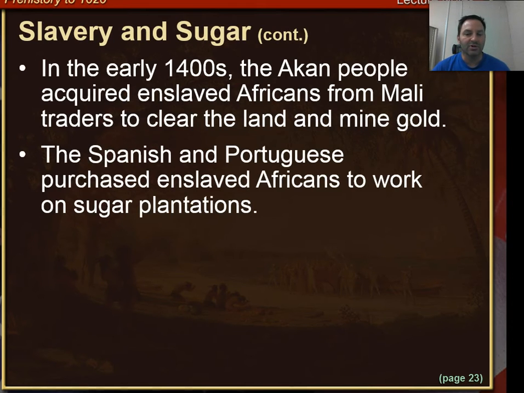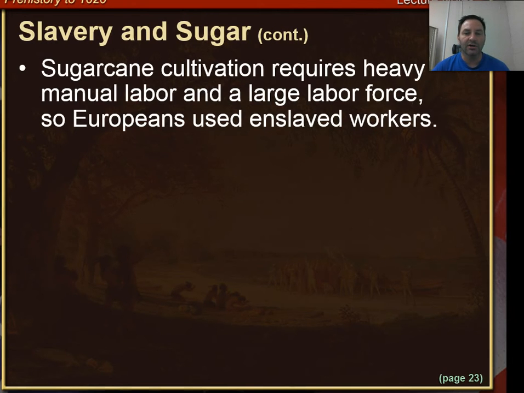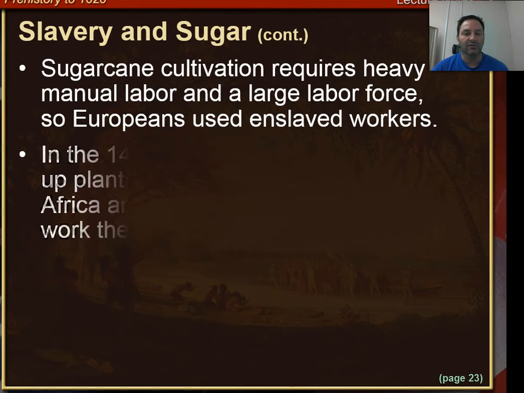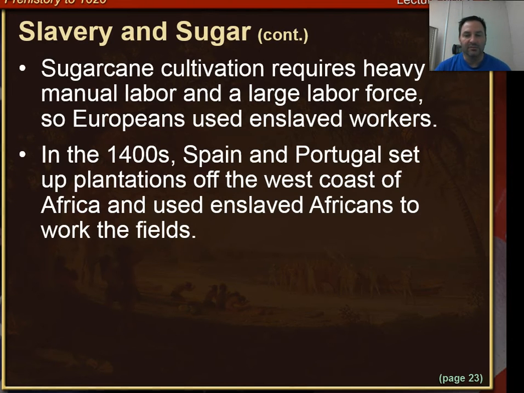The Spanish and Portuguese purchased enslaved Africans to work on sugar plantations. Then sugarcane cultivation requires heavy manual labor and a large labor force. So Europeans used enslaved workers to do this. So in the 1400s, Spain and Portugal set up plantations off the west coast of Africa and used enslaved Africans to work the fields.